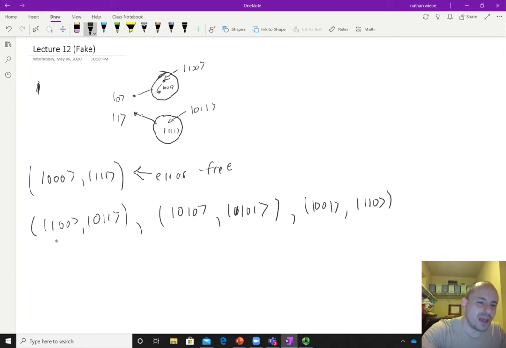These classes have one error, and the position of the error differs in each of them. First one is the leftmost qubit. This is the middle one, and this one is the rightmost qubit. And so we're going to define these different classes in the following way.